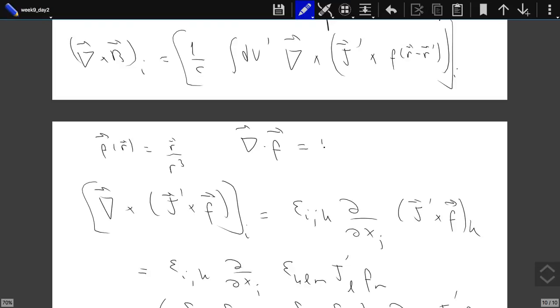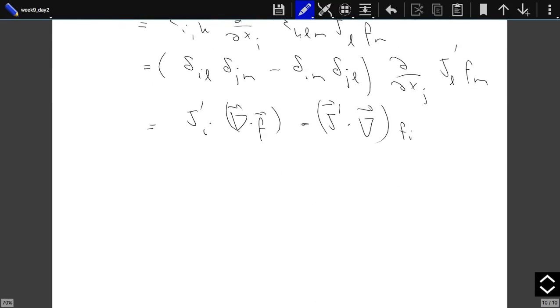It's a Dirac delta. So this is equal to J_i prime, so there's no dot over here, 4π times the Dirac delta of r minus r prime, minus J prime dot the gradient operator of F_i.